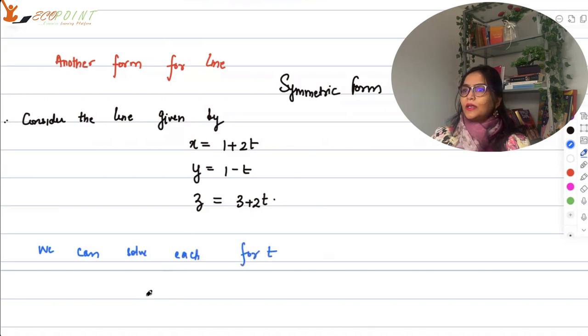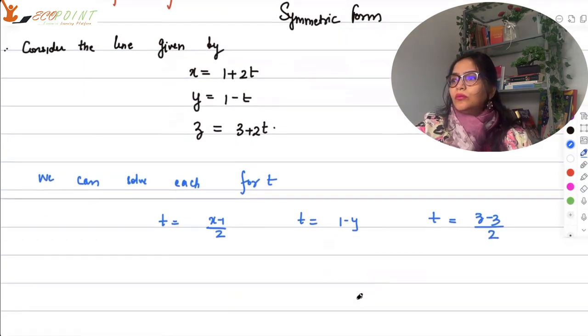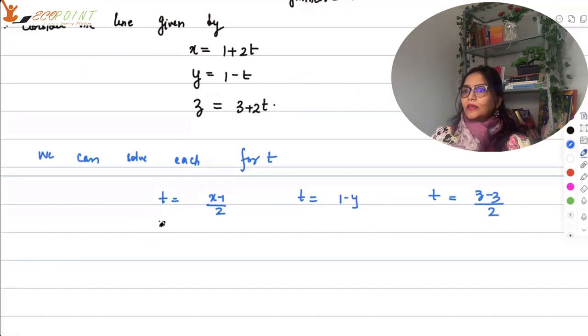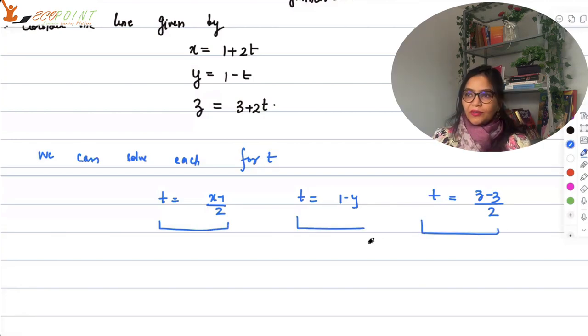From the first one, I will get t is equal to (x minus 1) upon 2. From the second one, I will get t is equal to 1 minus y. And from the third one, I will get t is equal to (z minus 3) upon 2. Right? So these are the three t's that you get, but they all have to be equal. They are from the same parametric form.